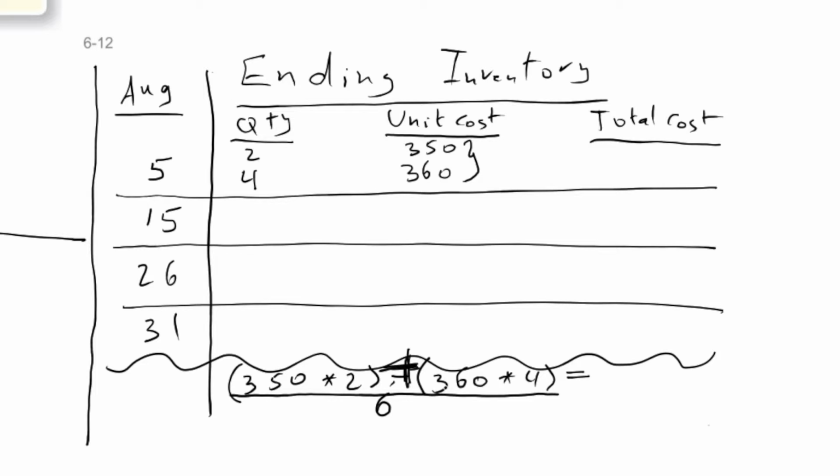Okay, so it's not just 350 plus 360 divided by 2. We need to give more weight to the 360 than the weight we're going to give to the 350, because we have 4 units for the 360 and only 2 units for the 350. So that's how your formula should look. All right.